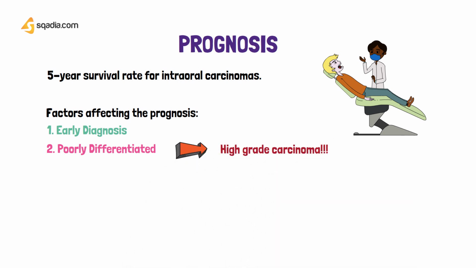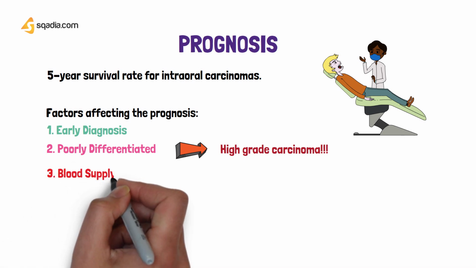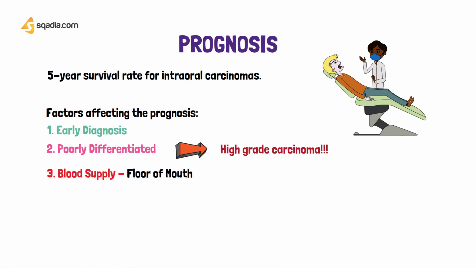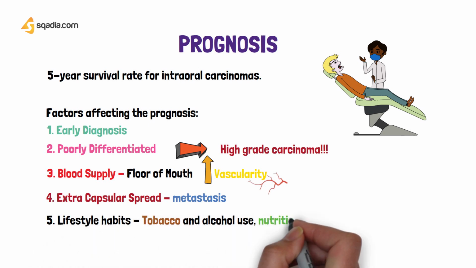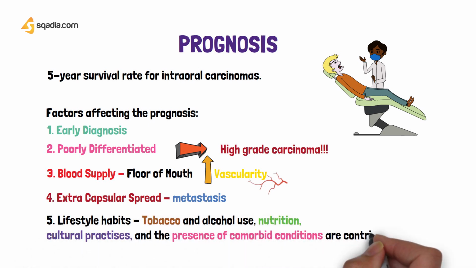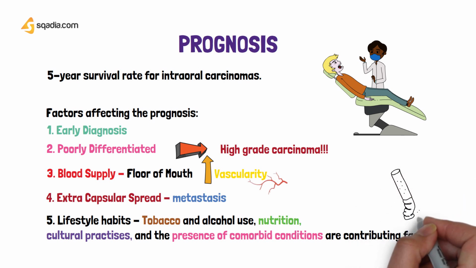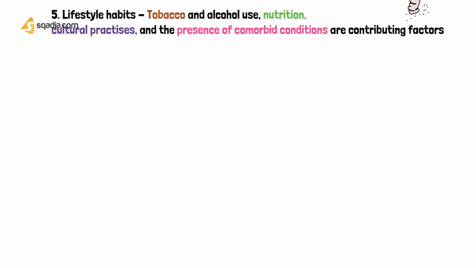Blood supply. If the blood supply is good, which usually is the case in the floor of the mouth, then the prognosis is not going to be as good as compared to other locations, because there is increased vascularity present in the floor of the mouth. Extracapsular spread, meaning metastasis, and some lifestyle habits like tobacco and alcohol use, nutritional deficiencies, some cultural practices, and the presence of comorbid conditions also contributes to the development and worsening of the prognosis of the oral squamous cell carcinoma.